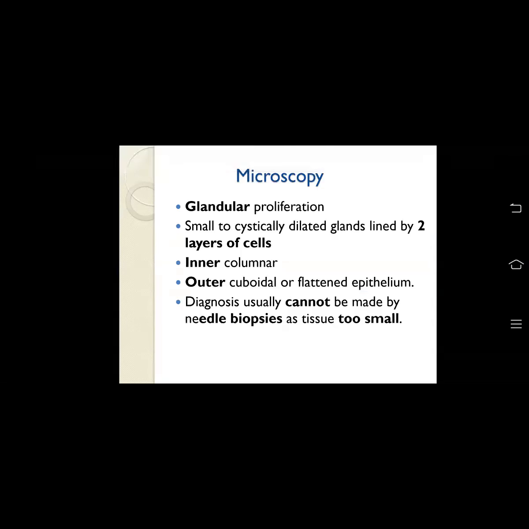What do you expect on microscopy? On light microscopy, you will find proliferation of both the glands and the stromal elements. So there will be glandular proliferation, and small to cystically dilated glands will be there. Of note here is that these glands will be lined by two layers of epithelial cells, the inner columnar one and the outer cuboidal one. But the diagnosis usually cannot be made by needle biopsies because the sample will be very small for diagnosis.